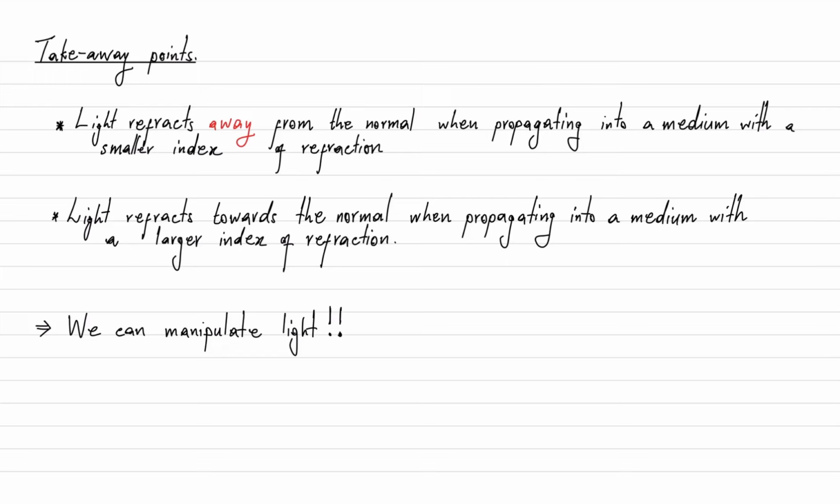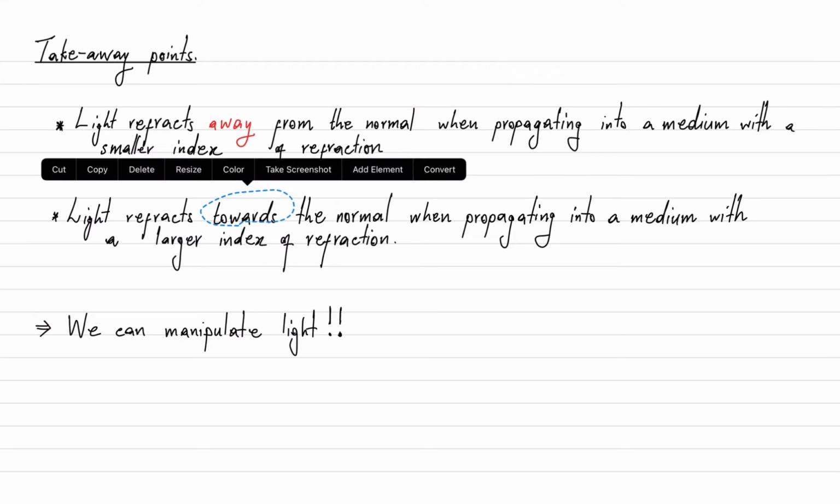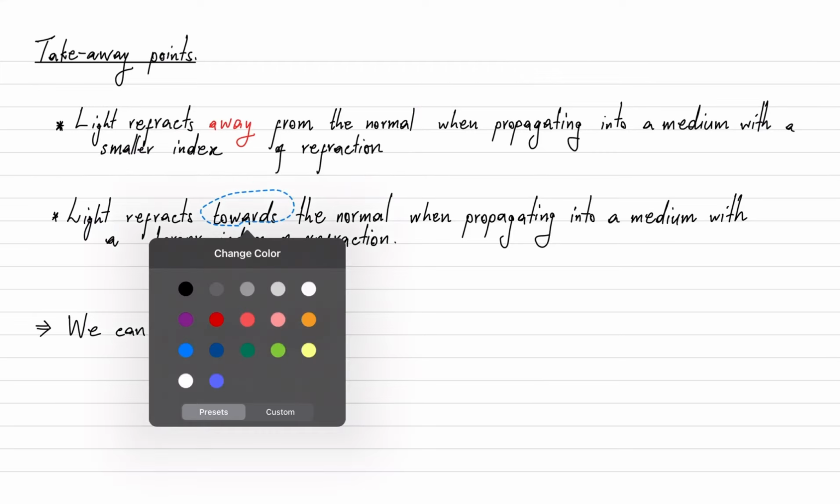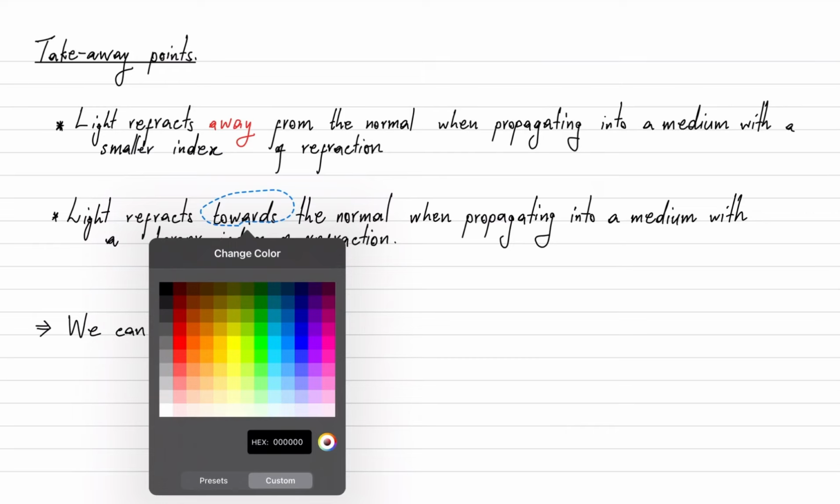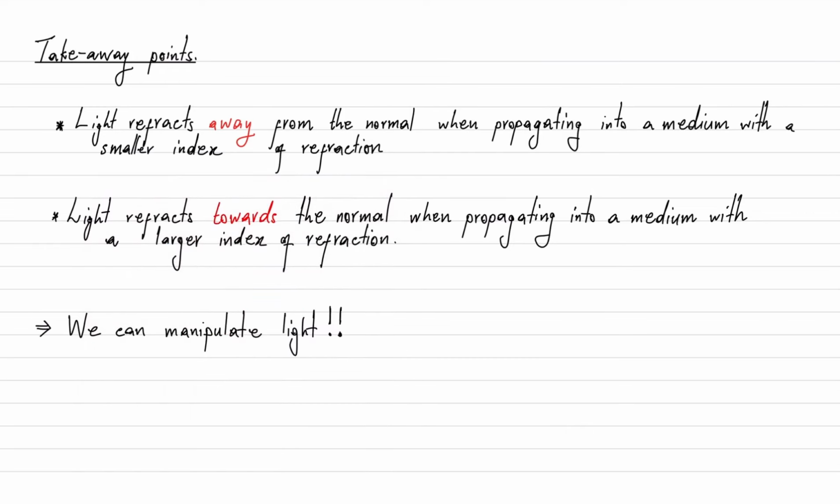It probably is wise that I also highlight this and change color to make sure that it catches your attention. The point is that light would refract toward the normal. Hence, the angle of refraction will be smaller whenever a light beam is propagating into a medium with a larger index of refraction.